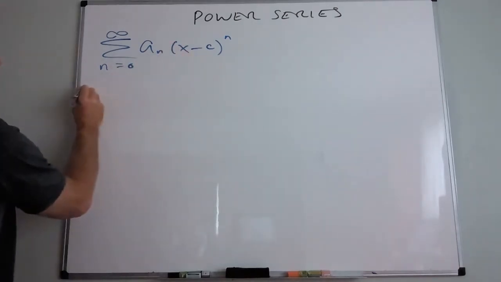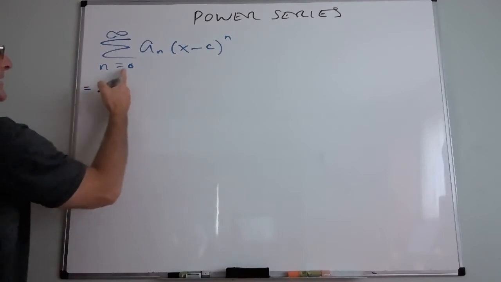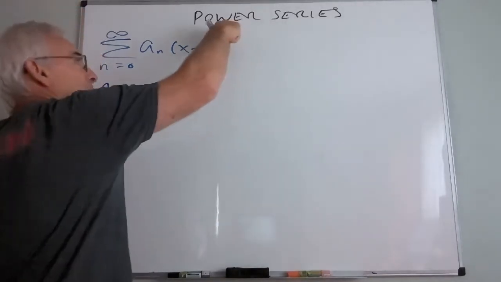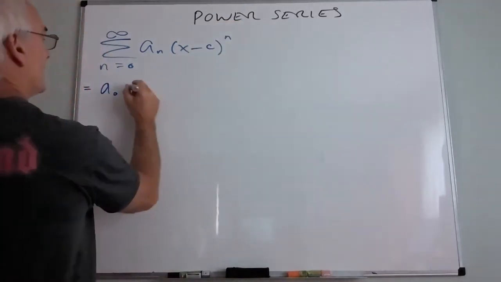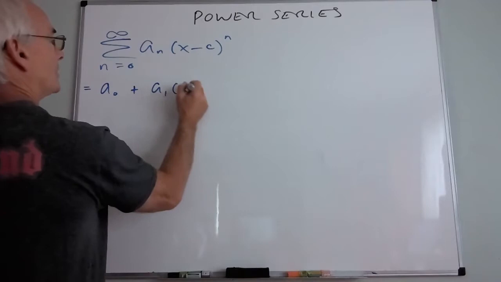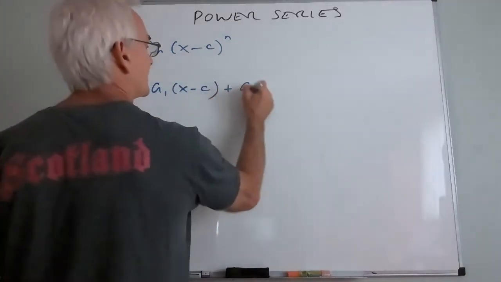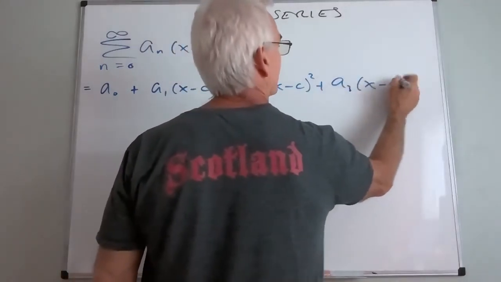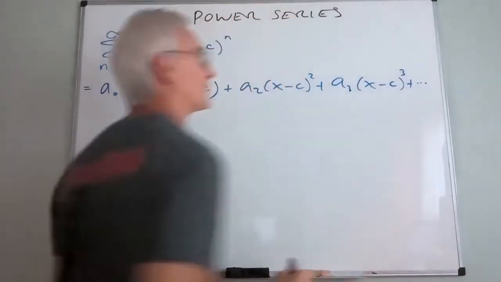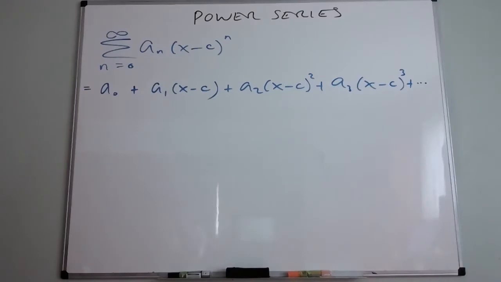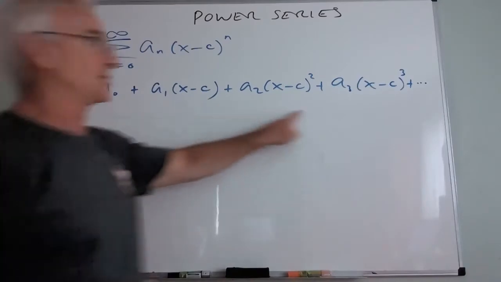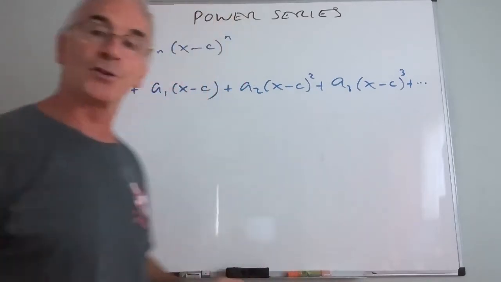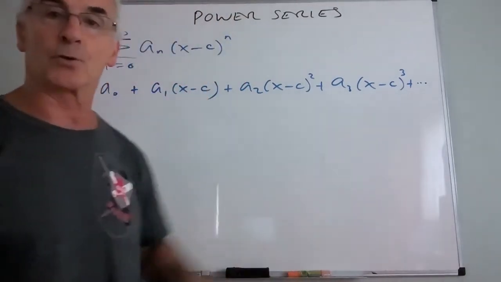If I expand this, I'm going to write the first few terms out. So when n is 0, I have a0, and I have this quantity raised to the 0th power, which of course would be 1. Then I'd have plus a1 (x minus c) to the first power plus a2 (x minus c) to the second, forever and ever and ever. So a power series by its definition is just a polynomial, but it's an infinite polynomial. It's a polynomial where there is no highest degree.